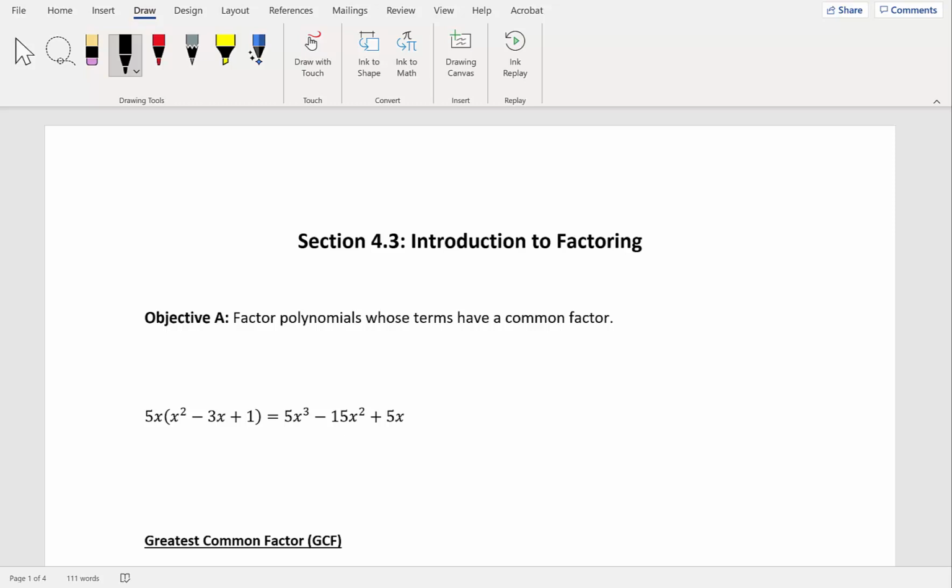In this video, we're going to take a look at section 4.3, which is an introduction to factoring. Now, our first objective, we're going to factor polynomials whose terms have a common factor.